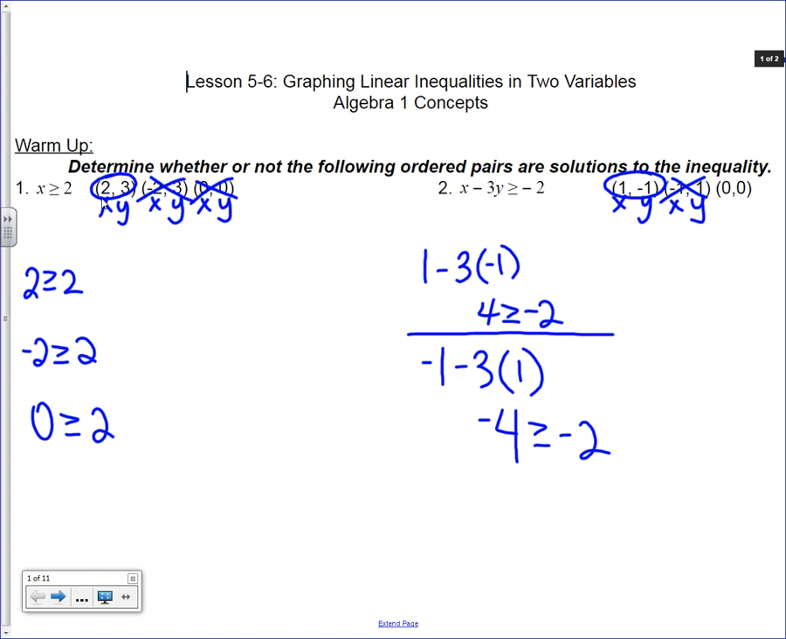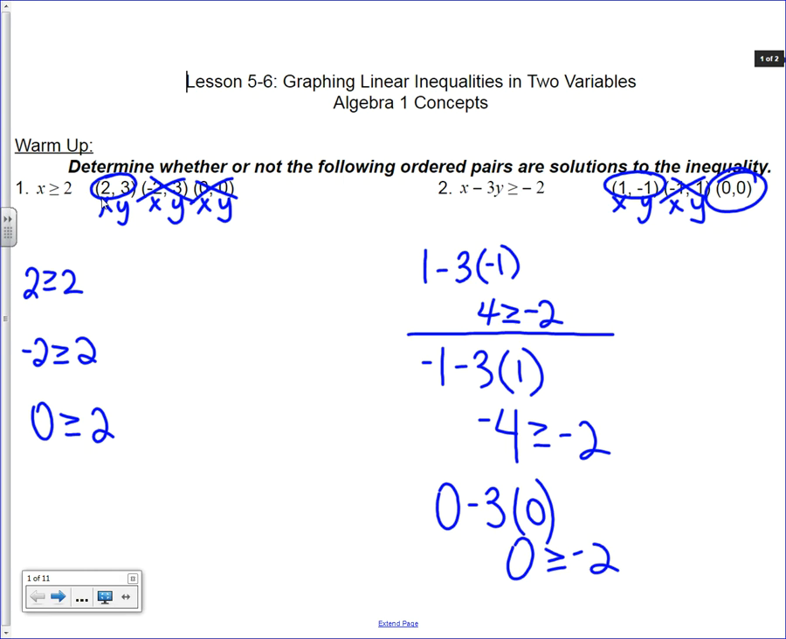And finally, we're plugging in 0, 0. What do you get when you plug in 0? What do you think? True or false? It's true. 0 is greater than a positive, right? It is true. So of those 3, 2 of them are solutions.